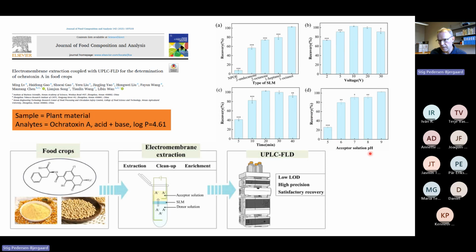And they finally optimized the pH in the acceptor solution, and as expected, the acid gets more and more ionized as you increase pH, and therefore it also extracts more efficiently. So therefore we see an increase in extraction recovery when increasing pH in the acceptor.